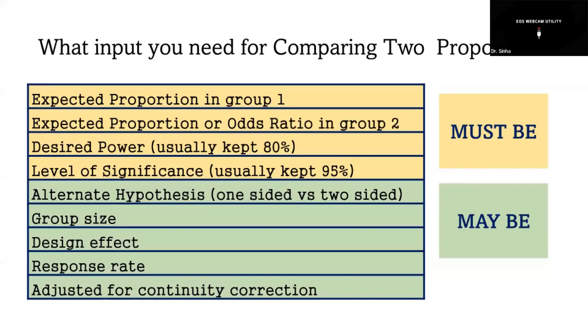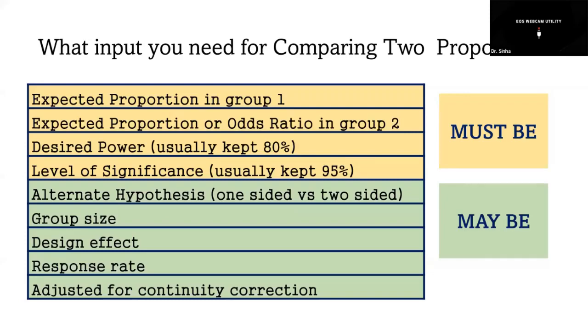So the continuity correction for now, you always keep this option ticked. We are not going into the detail of why this continuity correction, but for binomial distribution, that means for mean and standard deviation, things like that, we have a normal distribution. But for binomial distribution, we apply this continuity correction. But for all practical purposes, you should keep this option checked.